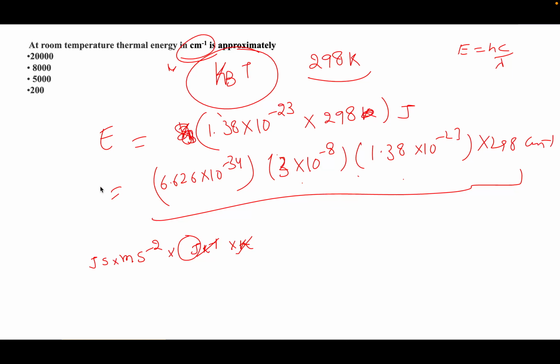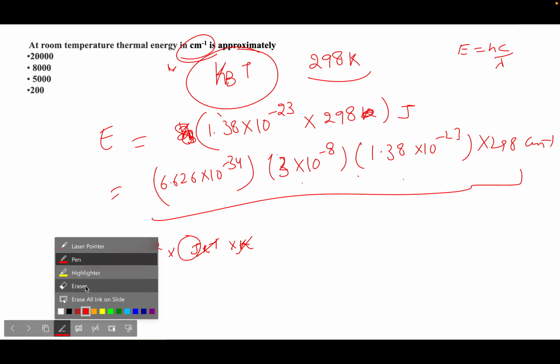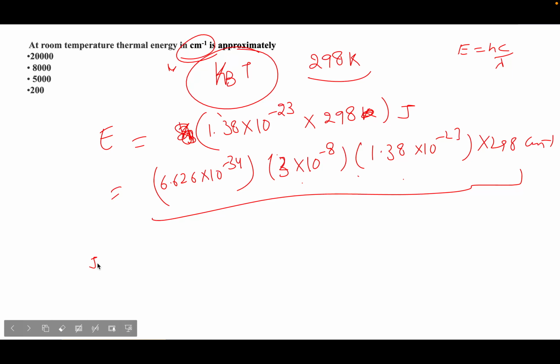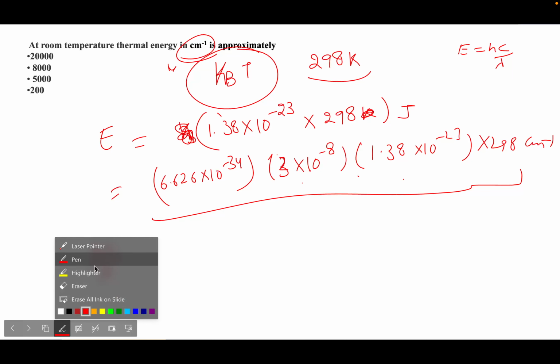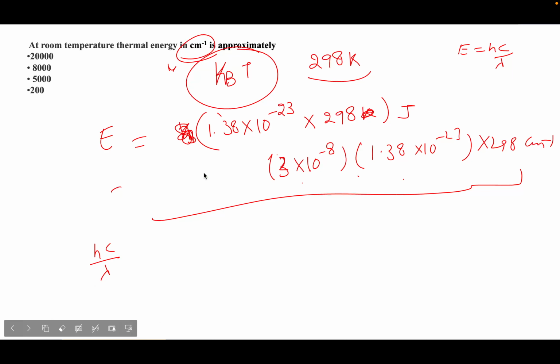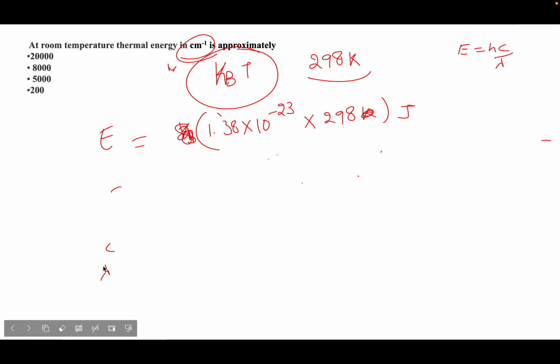Okay, let's do it again. E is equal to hc upon lambda, and okay, I am doing it wrong. We know E is equal to hc upon lambda, and this is the value for this. Let's multiply 298 into 1.38.